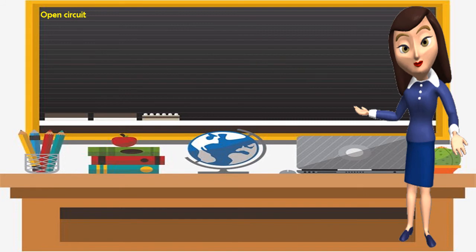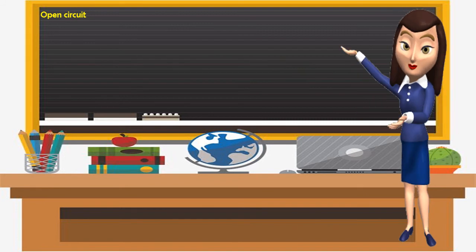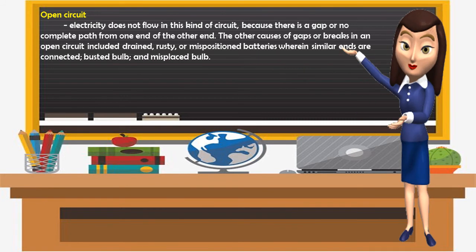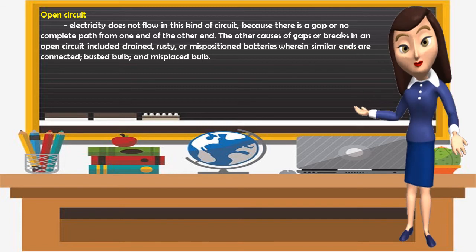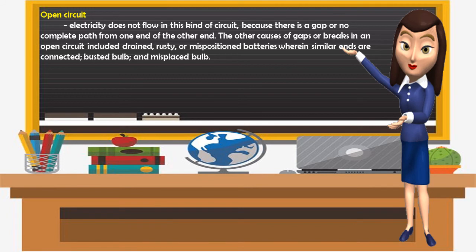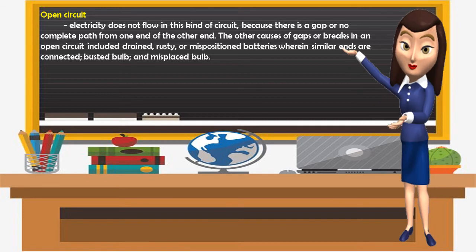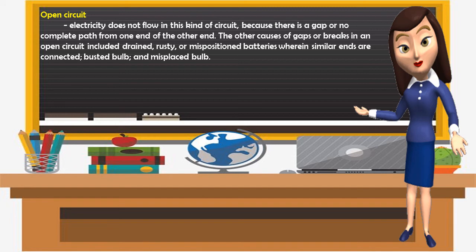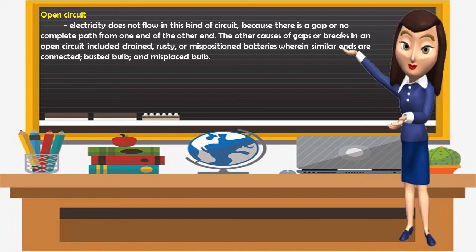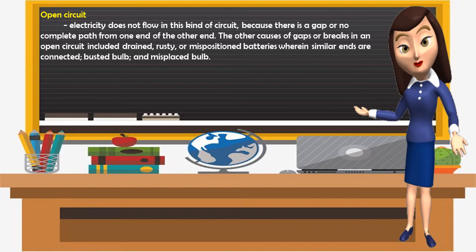Now, the second kind is the open circuit. In an open circuit, electricity does not flow because there is a gap or no complete path from one end to the other end. Other causes of gaps or breaks in an open circuit include drained, rusty, or mispositioned batteries wherein similar ends are connected, a busted bulb, and a misplaced bulb.